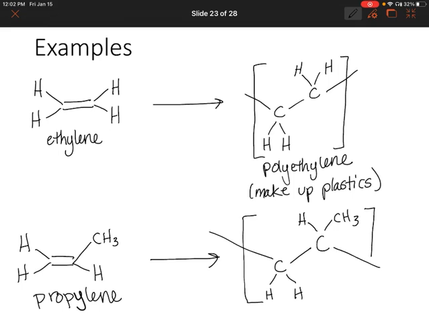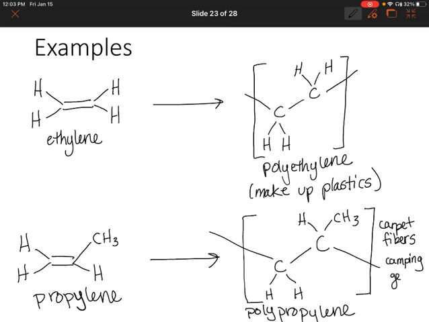We'll put brackets around that. So this is called polypropylene. And this is actually what's found in carpet fibers. It's also used in camping gear. So it's really, really durable.